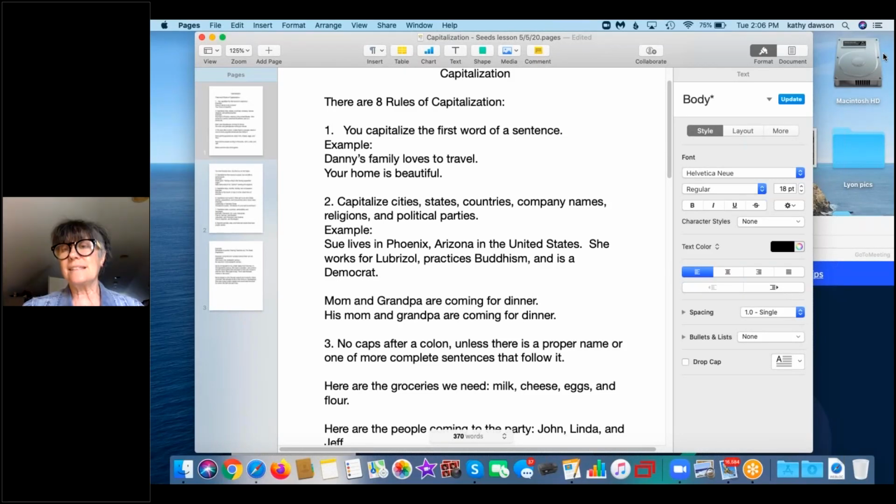So this lesson today is about capitalization. You know the difference, I'm guessing, between a capital letter and an uncapital letter, right? The size is bigger when it's capitalized, and it's not when it's not capitalized. Basically, there are 8 rules of capitalization when you're reading or writing, and that's what we're going to go over today.